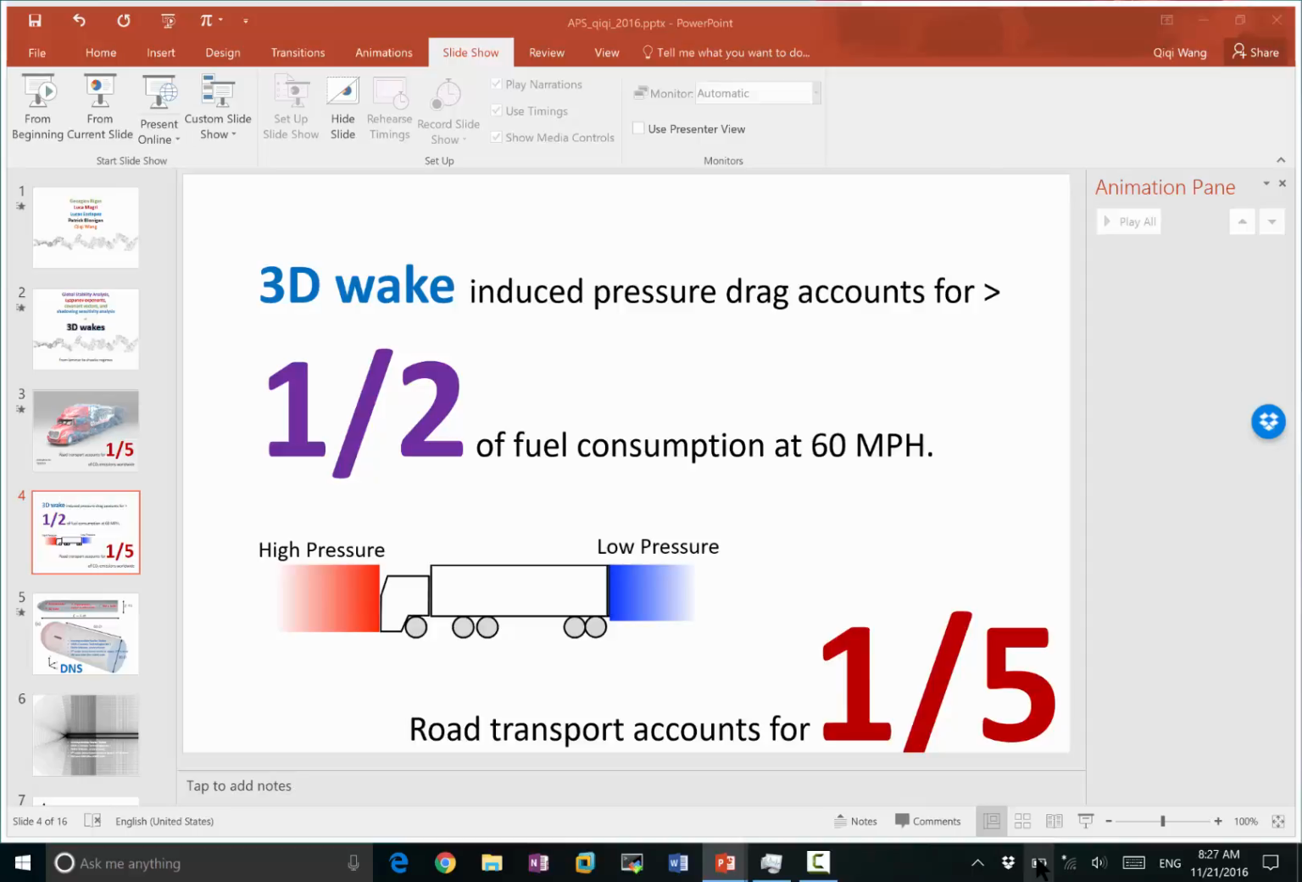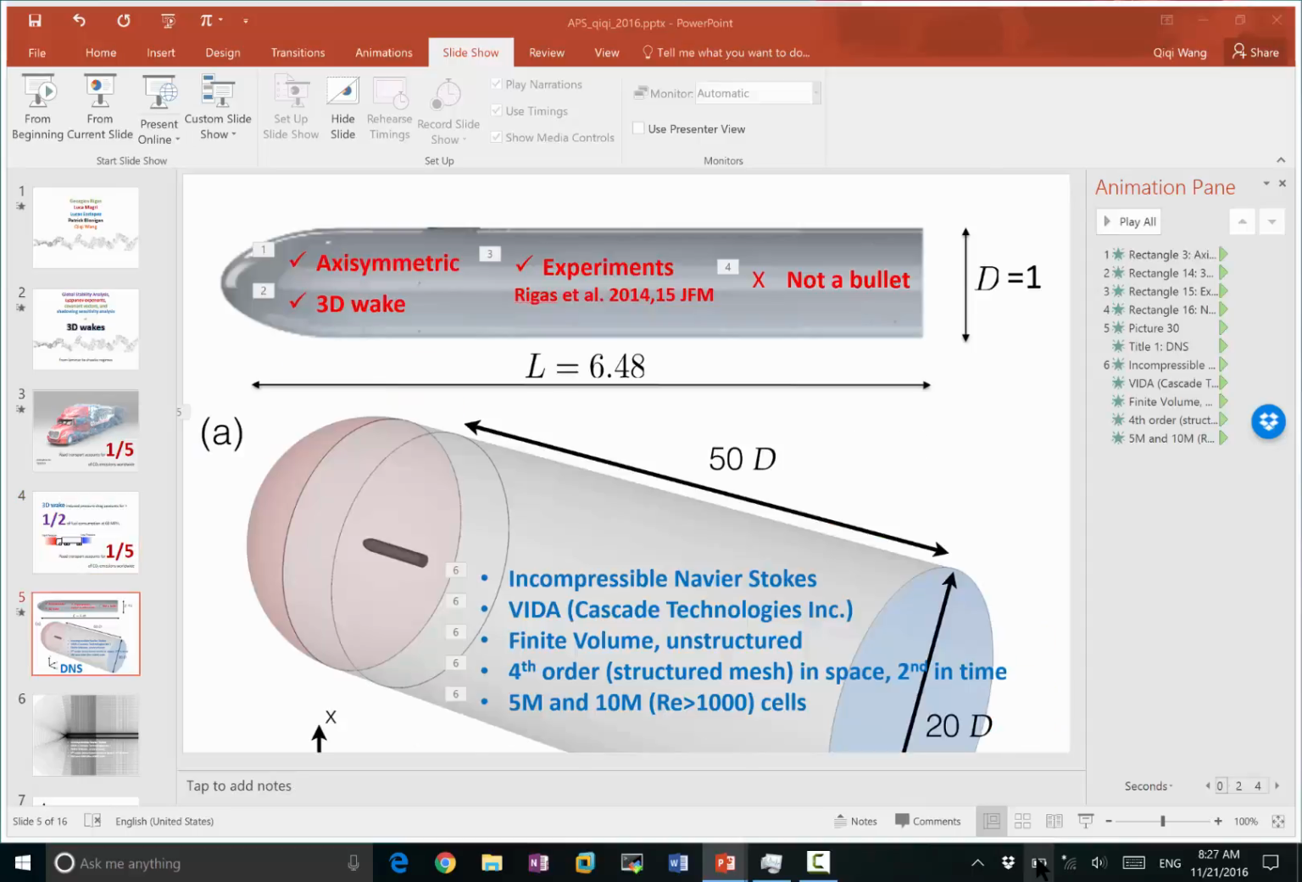So the 3D separation creates a low pressure region in the wake of the vehicle, and that, especially at higher speed, is a primary driver for fuel efficiency. And our research tries to look into the dynamics of the wake in figuring out how to better control them.